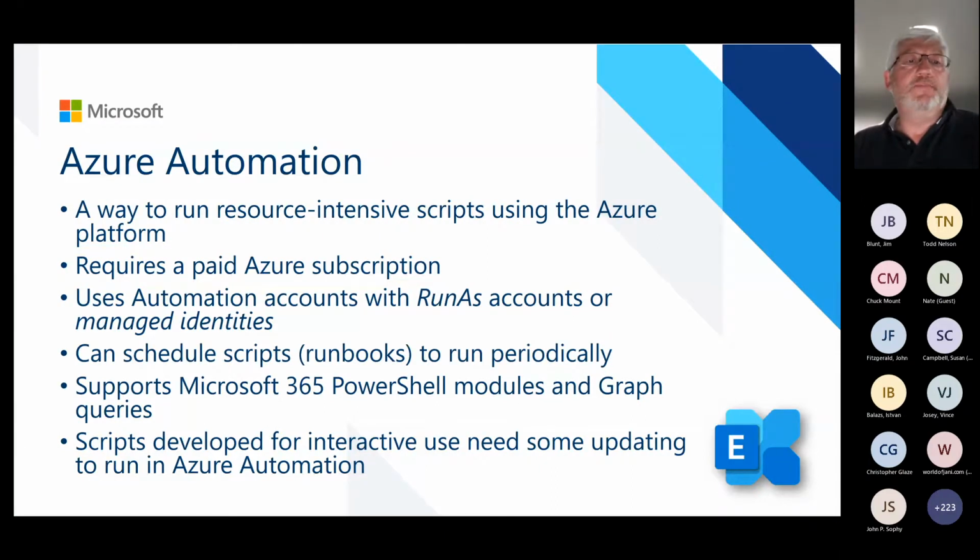So final point, Azure automation. Azure automation is a way of scheduling stuff, and the right thing to schedule are resource intensive scripts using Azure. So basically it spins up a VM, it runs PowerShell on the VM and hands you back the results. But this requires a paid Azure subscription. Now, the paid Azure subscription covers the compute costs and covers some storage costs. Generally, I find I only spend a couple of dollars a month on this, so it's not going to be a big thing. It uses automation accounts, so you have these run as accounts or you have managed identities.